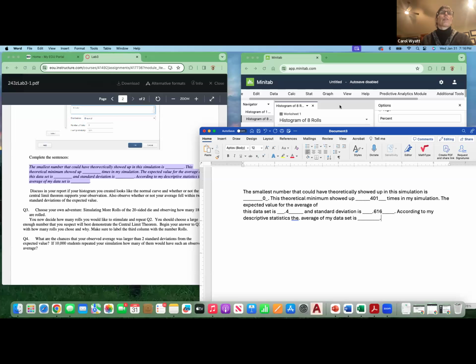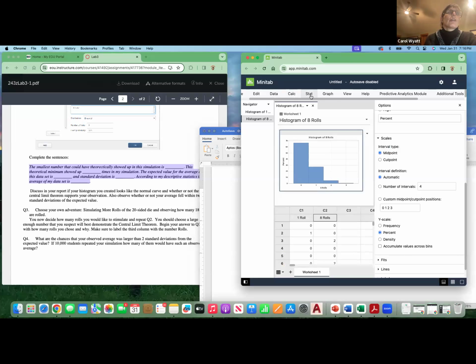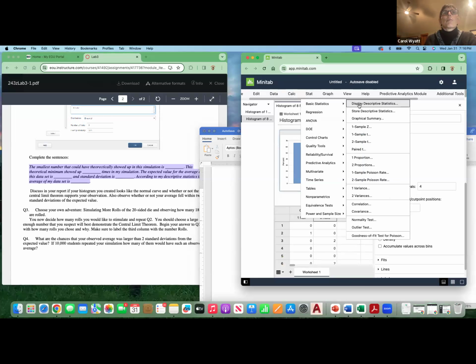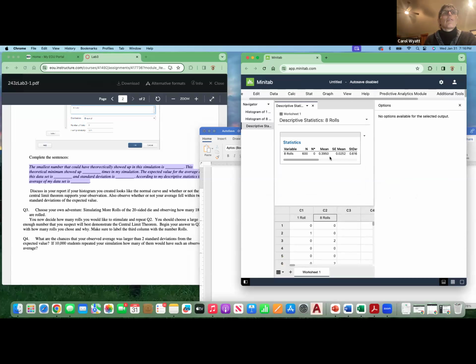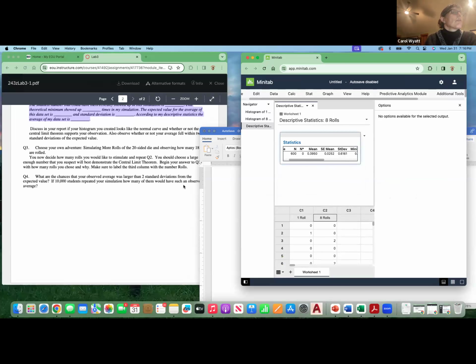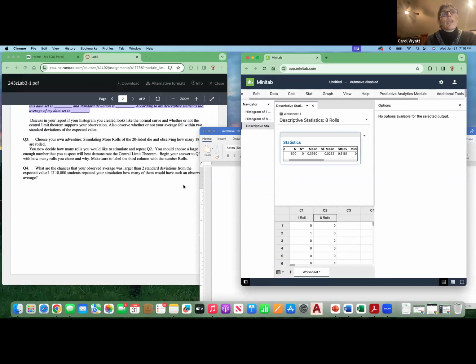According to my descriptive statistics, let's hop back over here and go Stats, Basic Stats, Descriptive Statistics, choose 8 rolls, hit OK. What do we got? So our mean, look at that, 0.395, pretty darn close to 0.4. And our standard deviation, look at this, 0.616. We're feeling pretty impressive, aren't we? So that's pretty cool, right? So you can write that down, and you can observe whether or not that fell within 2 standard deviations of the mean, and it certainly did. Right, so we can talk about that.